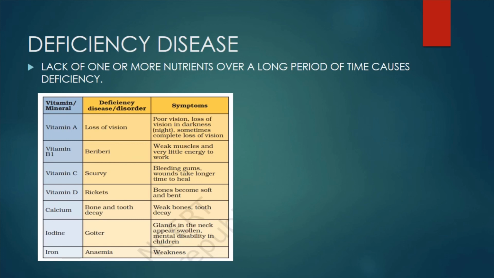And iodine deficiency causes goiter, that is, glands in the neck appear swollen, and it also causes mental disability in children. And finally, iron. Iron deficiency leads to anemia. It makes you weak and feel tired. All deficiency diseases can be prevented by taking a balanced diet. With this, we completed our second chapter.